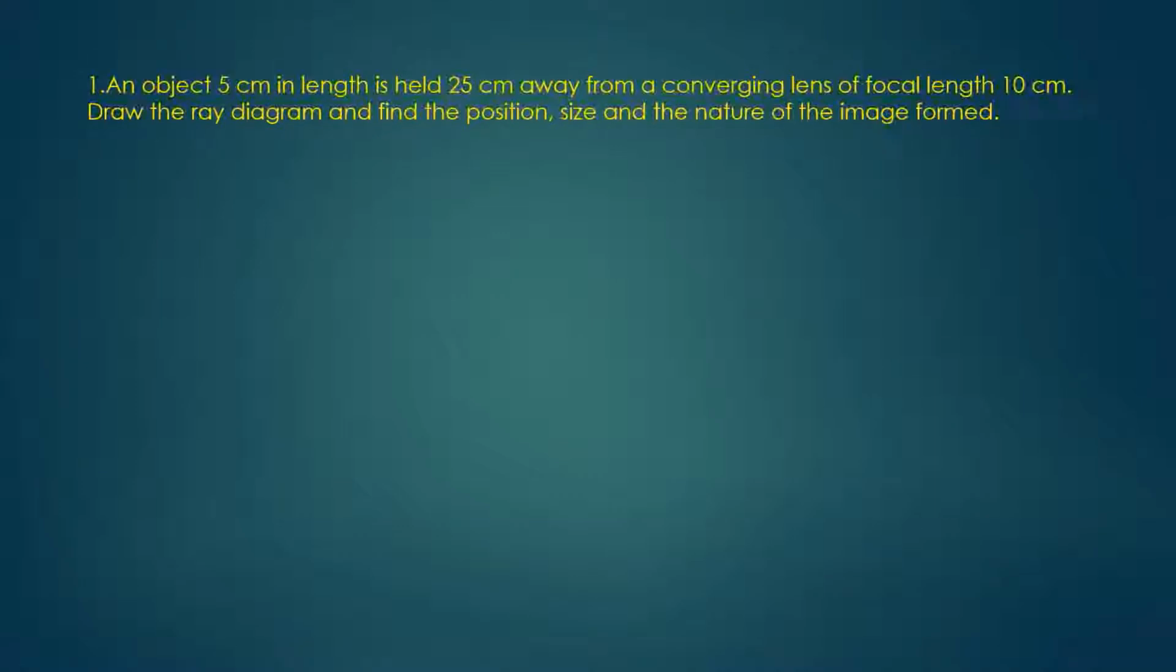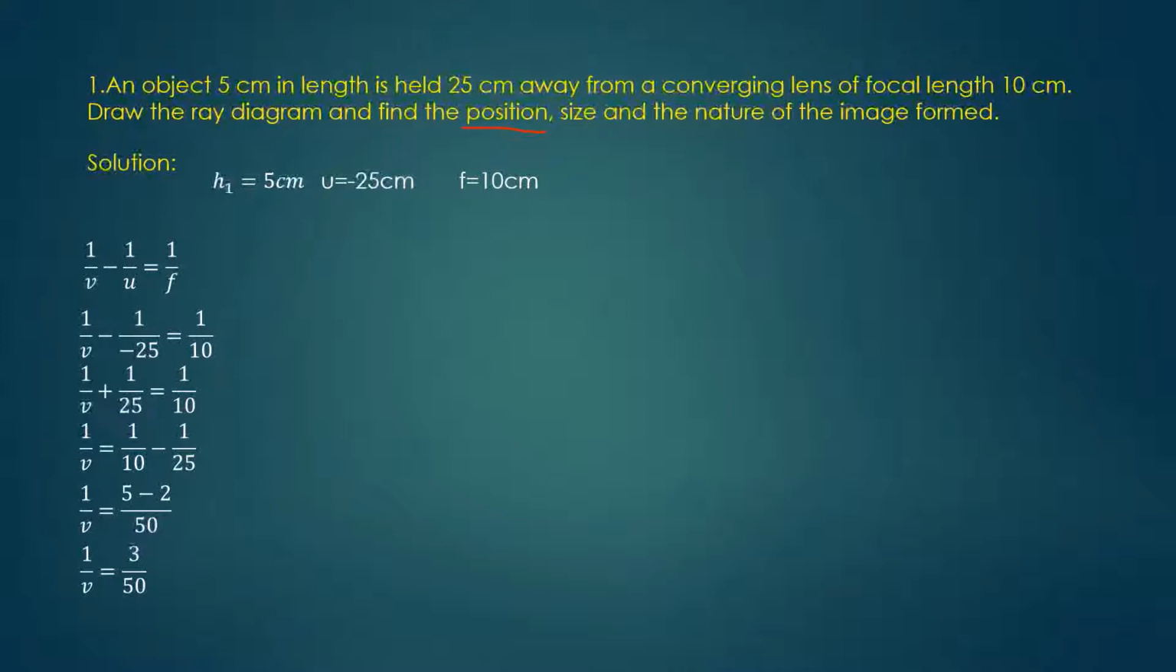So in order to find the position of the image, we will find V. It is given that the height of the object is 5 cm, which is taken to be positive. Object distance is 25 cm, which is negative, and focal length of a converging lens, that is convex lens, is positive, that is 10 cm.